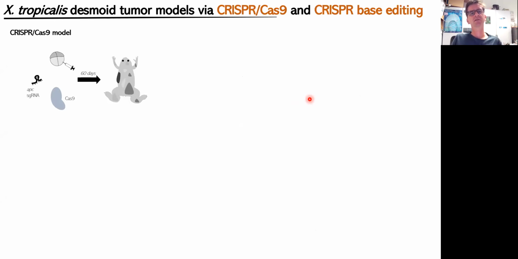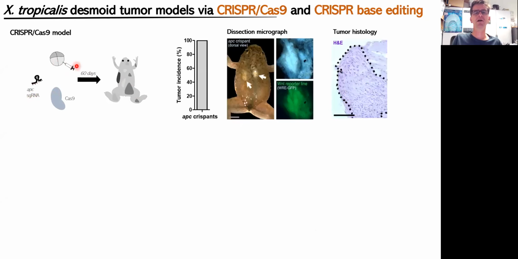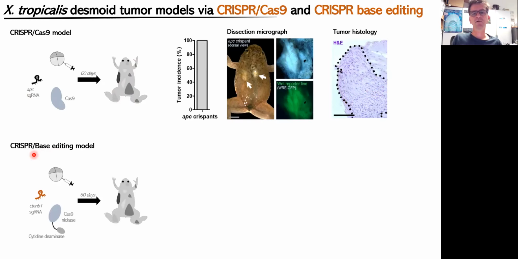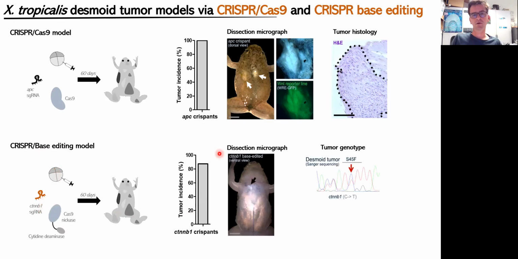We use two models. The first model is an APC mutant model, where we make mosaic mutant animals by introducing APC guide RNAs together with Cas9 recombinant protein in early embryos. This results in mosaic mutant animals in which desmoid tumors develop with short latency. A second model uses CRISPR-based editors, where we introduce gain-of-function missense mutations in the beta-catenin gene. Both models have short latency and a high penetrance.